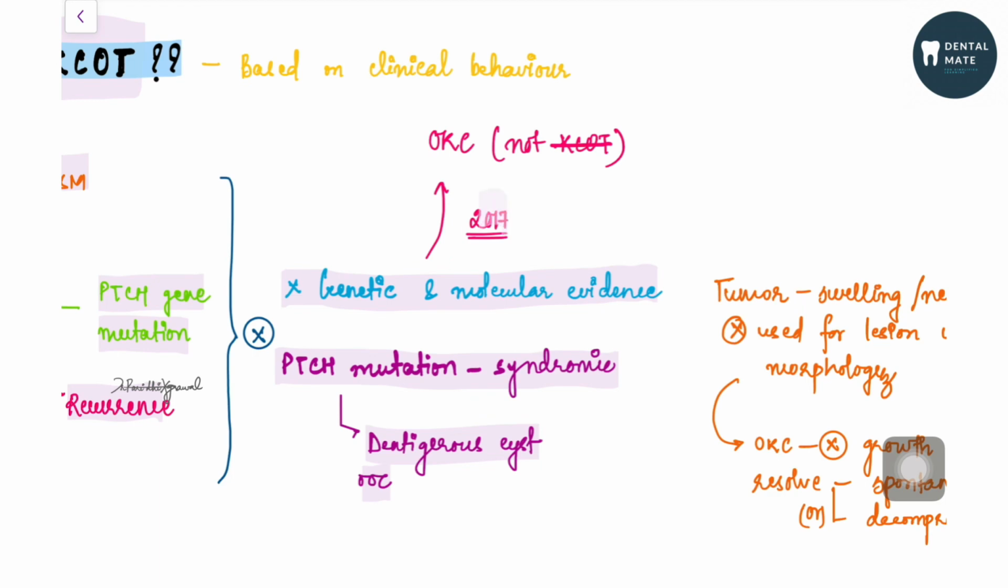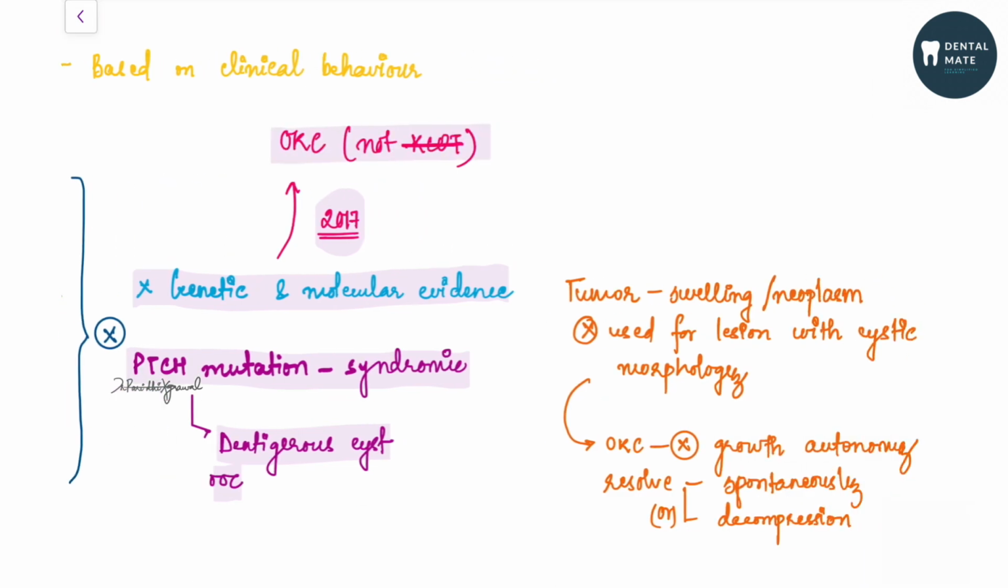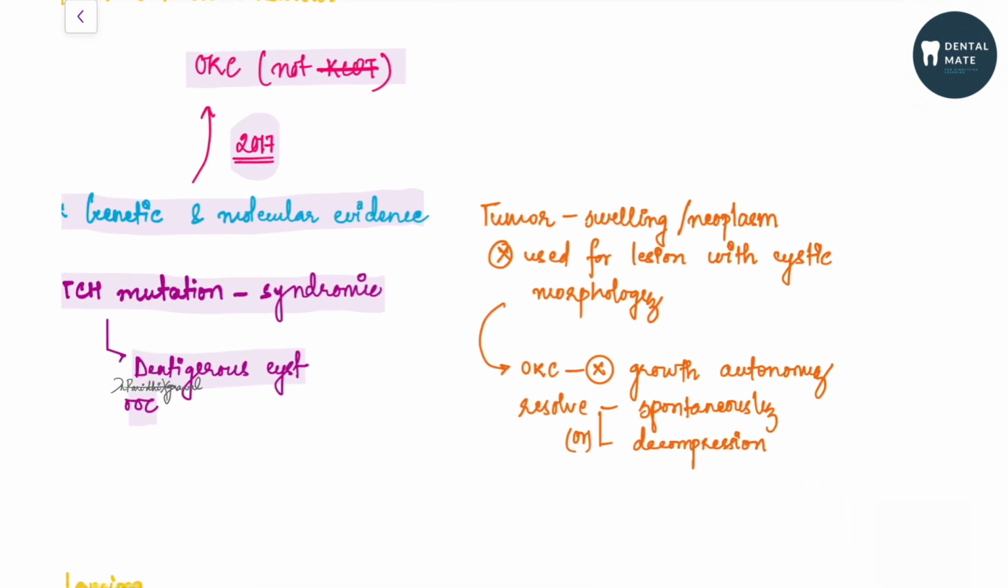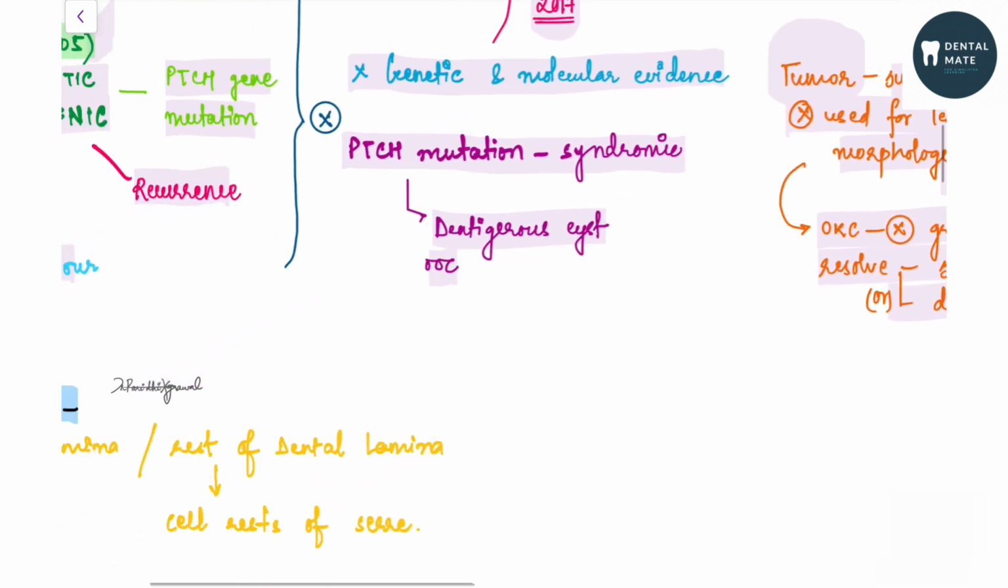So it was in 2017 when OKC was reclassified as a cyst and not as KCOT or a tumor. Along with that, certain other points: first of all, any tumor is a swelling or a neoplasm, and this word tumor cannot be used for a lesion with cystic morphology. Along with that, OKC does not show any growth autonomy, and numerous times it resolves spontaneously or with decompression. So this cannot be considered as a tumor.